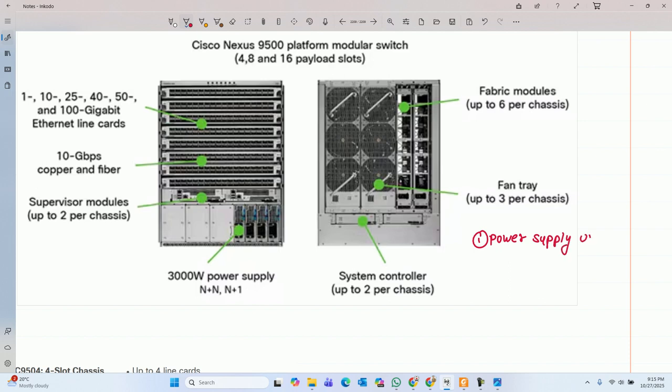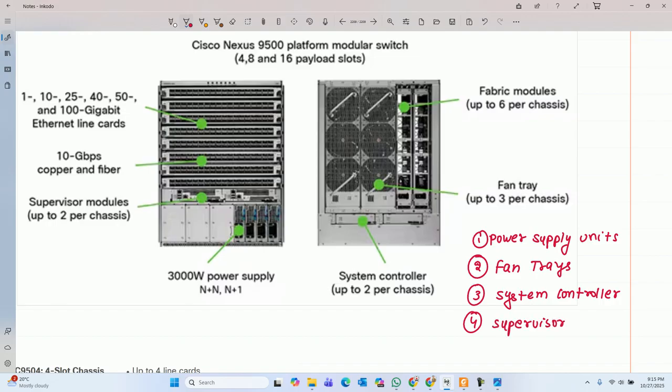Power supply units, fan trays, system controller, supervisor module, and then you have the line cards.